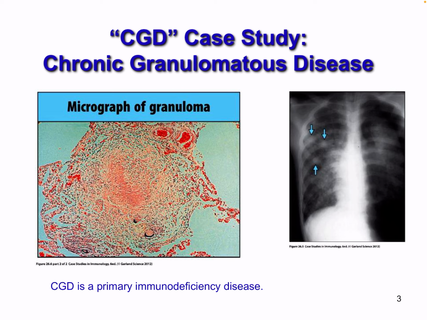So today we're first going to start with a case study of CGD, also known as chronic granulomatous disease. Here we can see CGD is a primary immunodeficiency disease. And here you can see granuloma. Here's a picture. You can see it will be key in this formation. You can see them here.